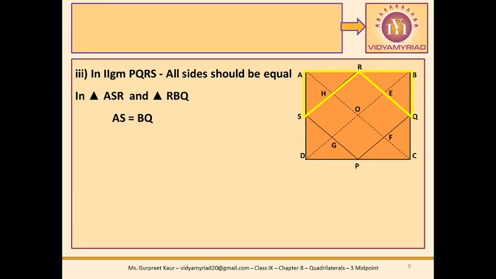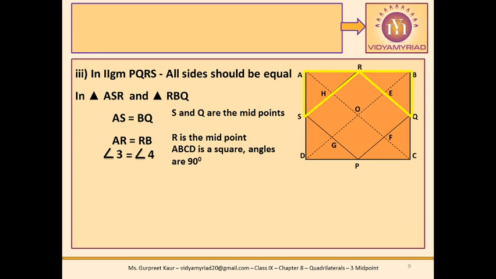Now here we already know that S, R and Q are the midpoints. So we can say that AS is equal to BQ. I can also say AR is equal to RB, and I can say angle 3 is equal to angle 4 because ABCD is a square and angles are 90 degrees. I know that, and even it's a parallelogram, so the sum of the angles will be equal to 180 degrees also.